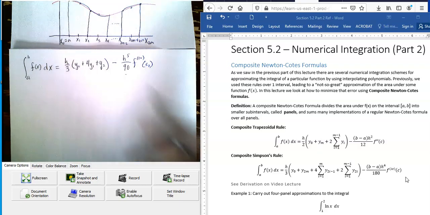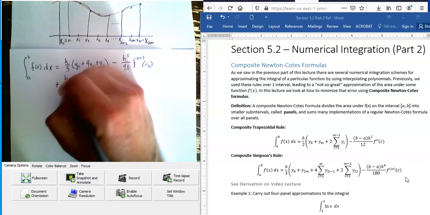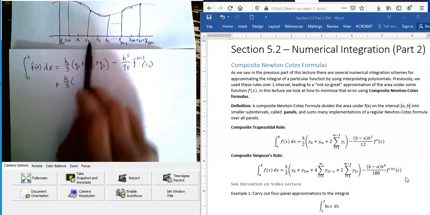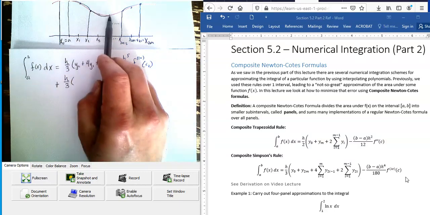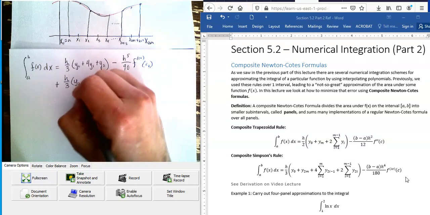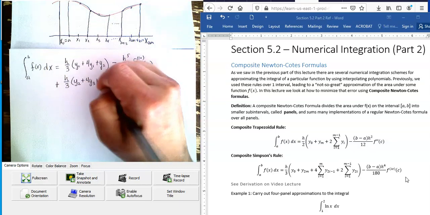For the second panel, same idea. We add h over 3 times... Now, this panel uses x2, x3, and x4, or the y coordinates at those points. So y2 plus 4y3 plus y4.